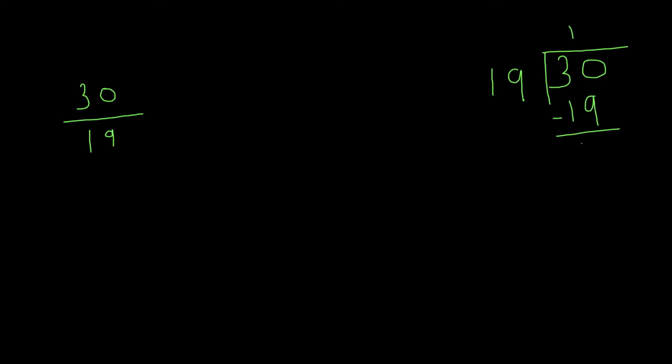Another example, 30 upon 19. Children, we all know 30 cannot be divided by 19. Well, it can be divided. 30 divided by 19: 19 ones are 19, and the remainder would be 11. So your denominator will be 19, the natural number 1 is what you write in the mixed fraction, and your remainder 11 will be your numerator. So 19 into 1 is 19, 19 plus 11 is again 30 upon 19, children.